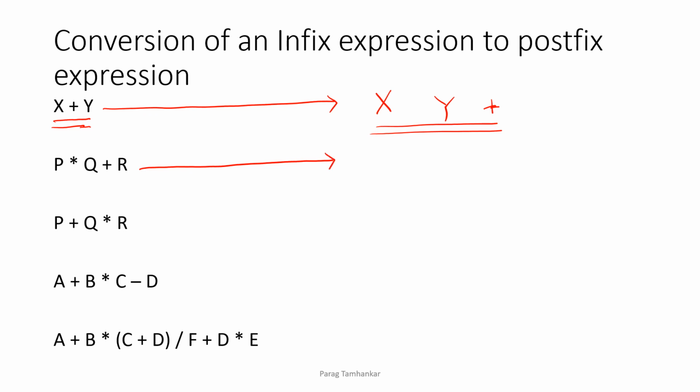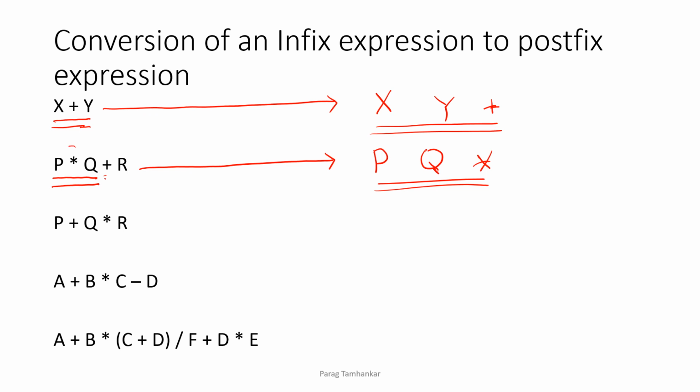When you look at the second expression, we see there are two operators, multiplication and addition, and we know that multiplication has higher priority over addition. So we are first going to evaluate P into Q. I'm going to represent P into Q in postfix form. I'll write the first operand, then the second operand, and then the operator. Now this is the result for P into Q, or you can say the postfix form for P into Q. Then we are going to perform addition.